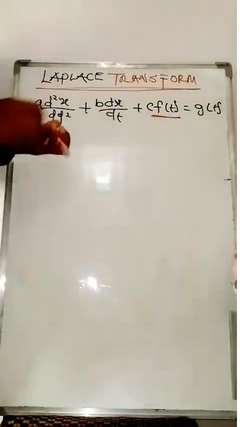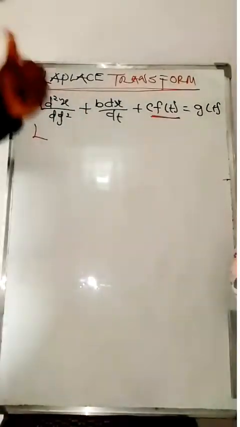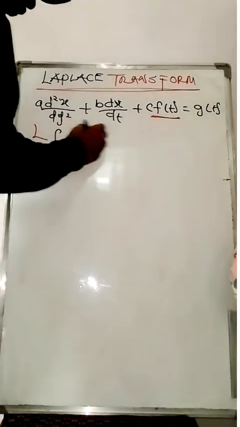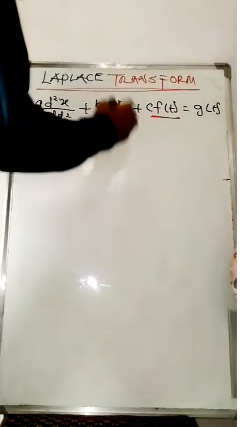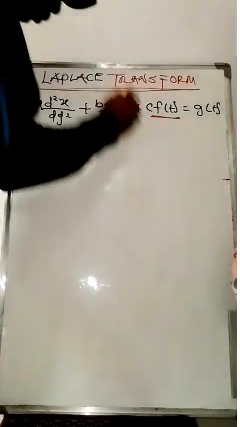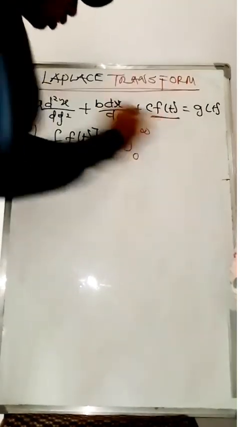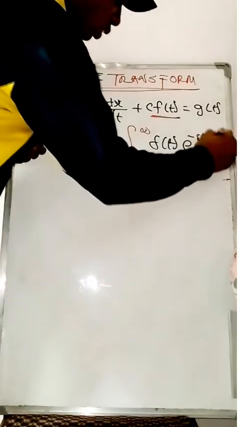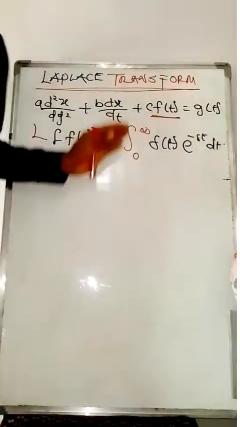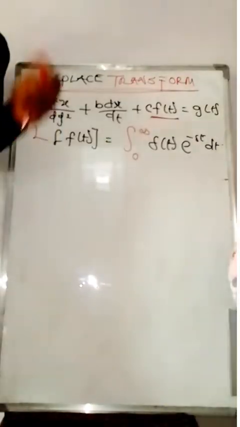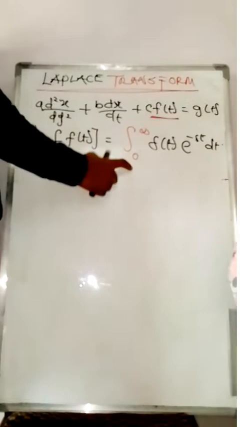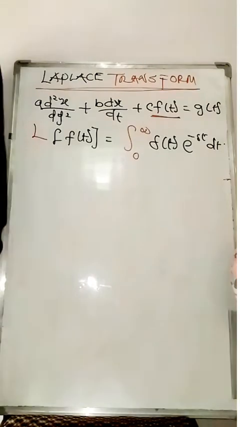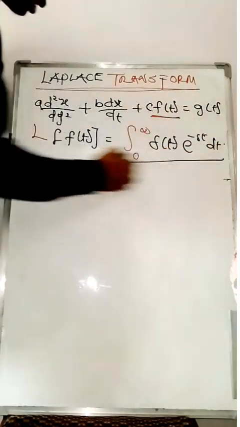So Laplace of this function of t has a general expression. Laplace of any function of t given is equal to the integral from 0 to infinity of the function of t times exponential minus st dt. I believe this is what you need to jot down if you are following me. So Laplace of any function of t is the integral from 0 to infinity of the function of t times exponential minus st dt.